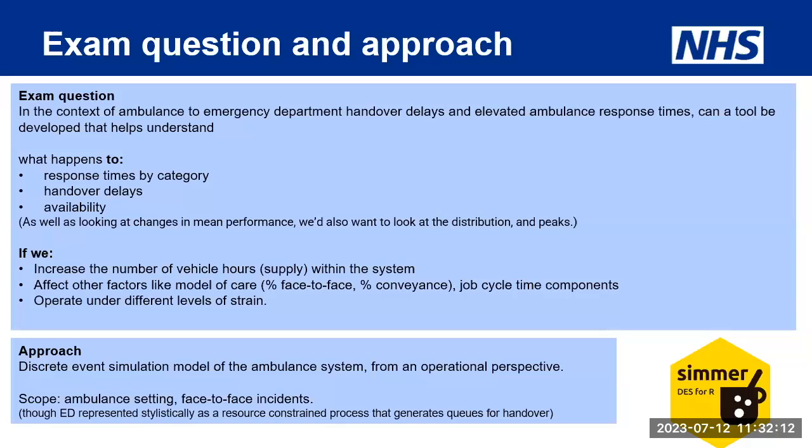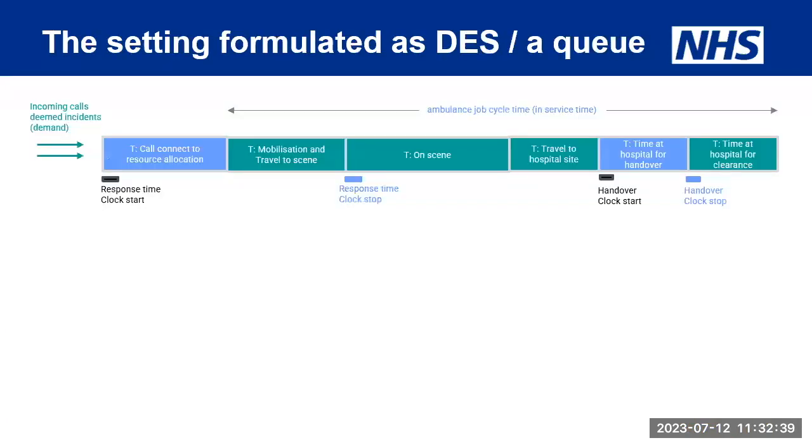And also to say that even though the ambulance was the setting, we did create a stylised emergency department, because we did want to convey to some extent that the ability to hand over does depend on some resource-constrained capacity downstream, with a certain number of capacity and a given process time, so time spent in A&E. And we used an open source package for discrete event simulation, in this case in R.